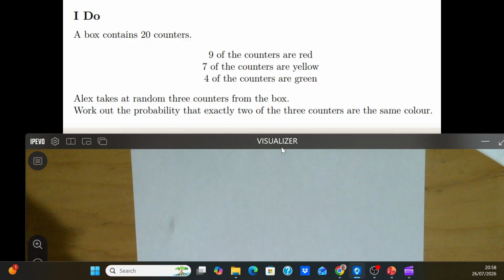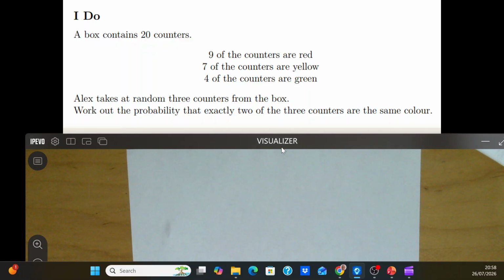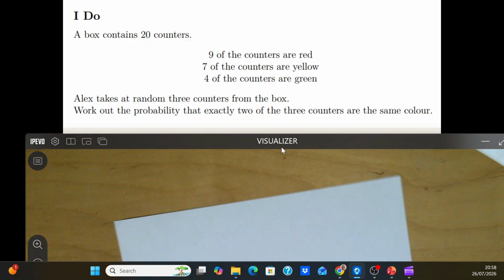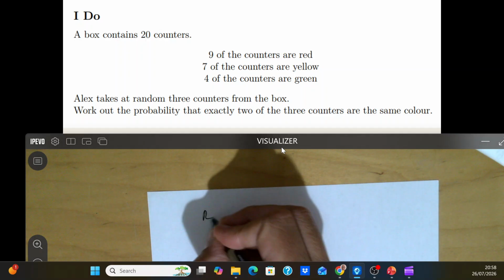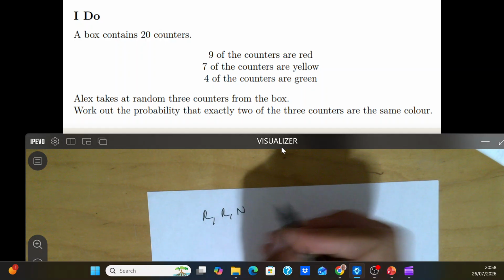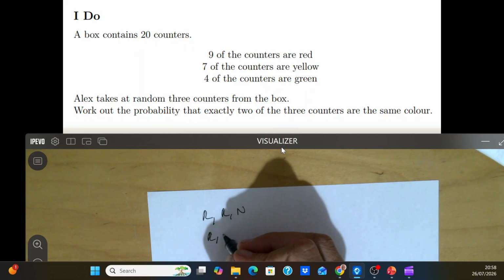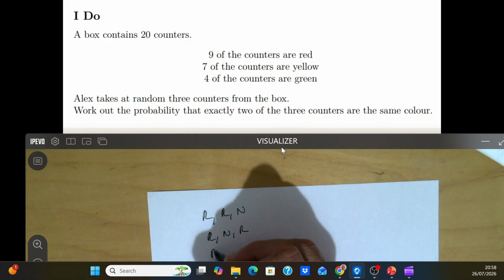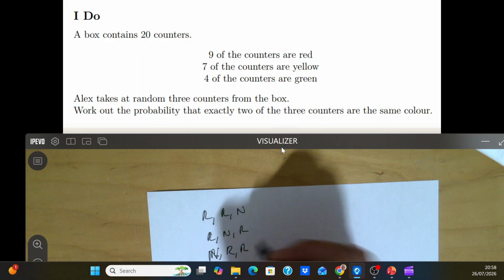Now, what we're asked is, you're picking 3 counters at random from the box, so that's without replacement, and the probability that exactly 2 are the same. So if I think, how can I get 2 reds? It can be red, red, not red; red, not red, red; or not red, red, red. So those are the ways of getting it.